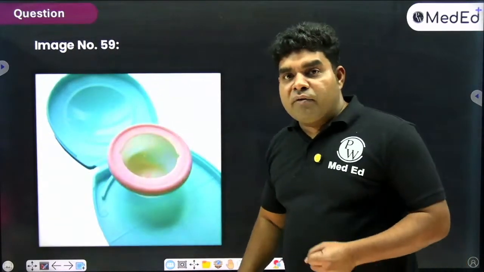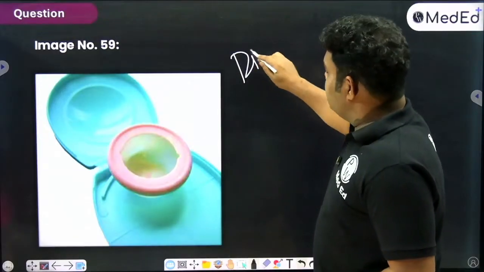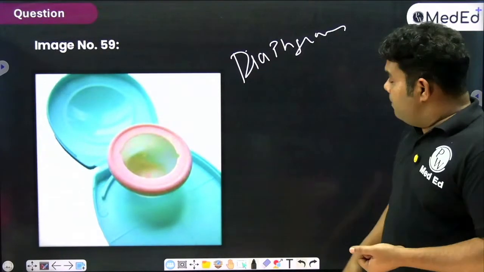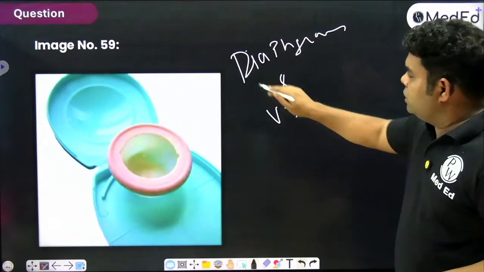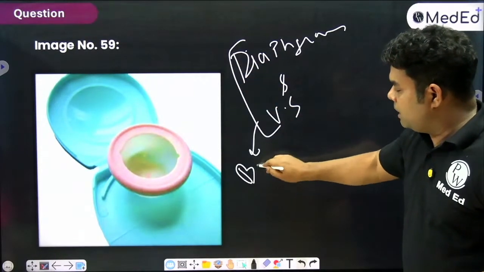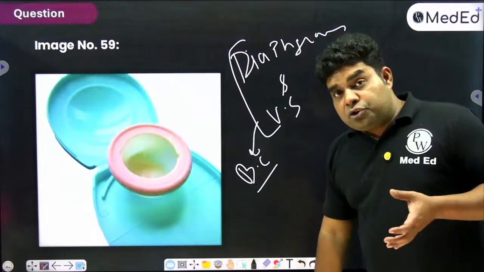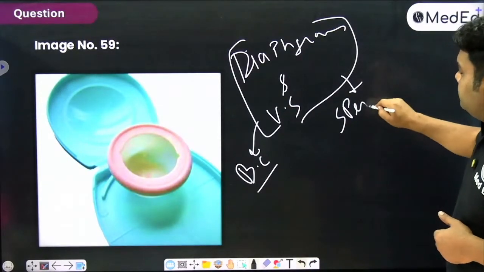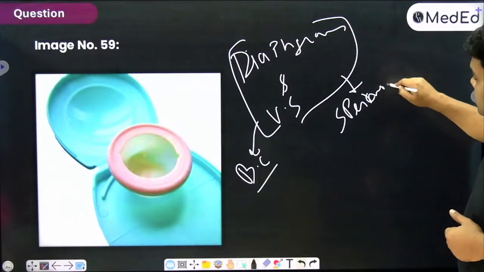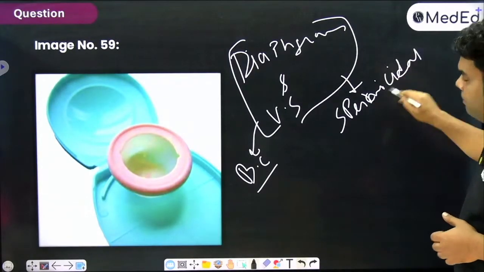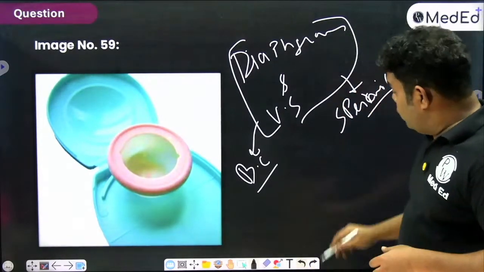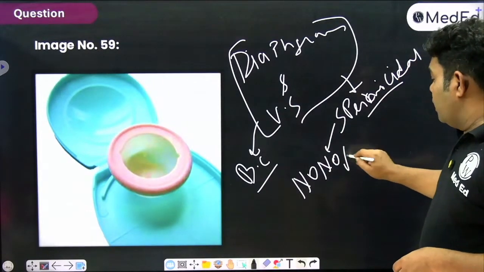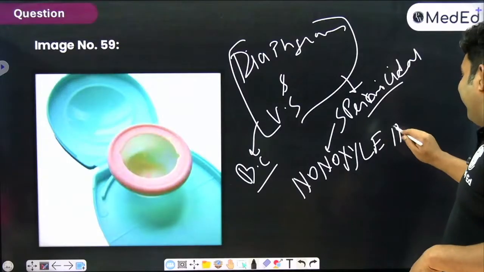And this is diaphragm or vaginal sponge. This is definitely diaphragm. Vaginal sponge will be different, spongy. But diaphragm and vaginal sponge, these two are barrier contraception methods. And which spermicidal cream do they use in it? This is the mechanism of action. They are barrier and they also kill the sperm. So for the spermicidal action, they have the chemical nonoxynol.